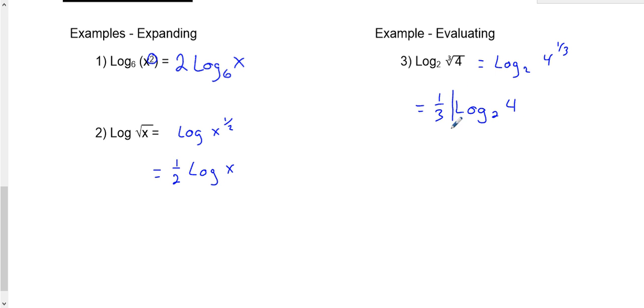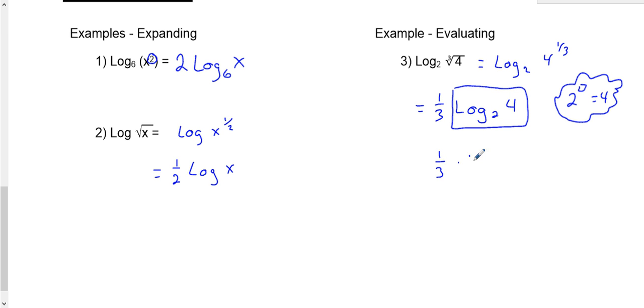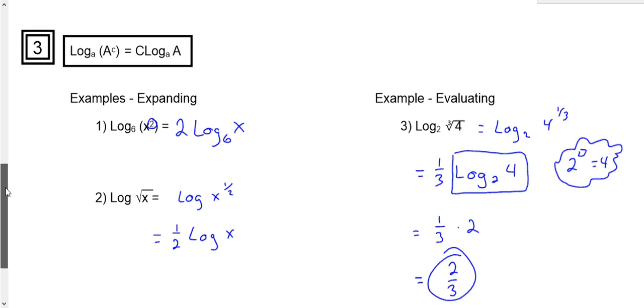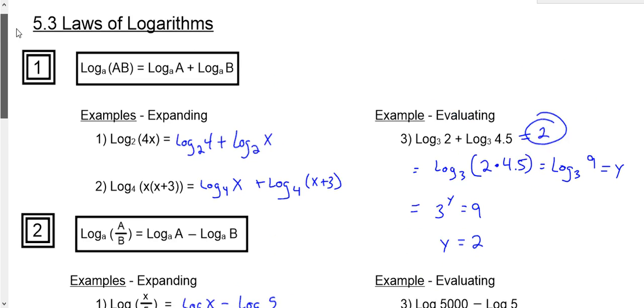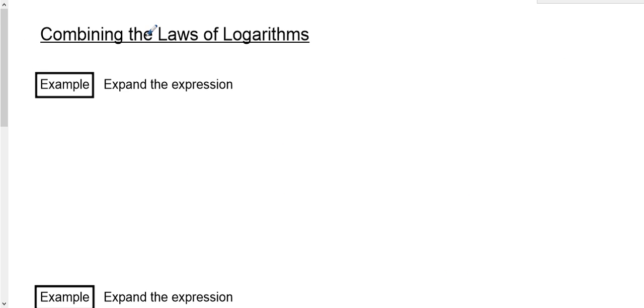And when I look at just the log base 2 of 4, that is thinking what exponent on 2 will give me 4. Well, I need an exponent of 2. So this is 1/3 times 2, which is 2/3. Okay, those are the 3 laws of logarithms. Now let's look at doing some examples where we put this all together.